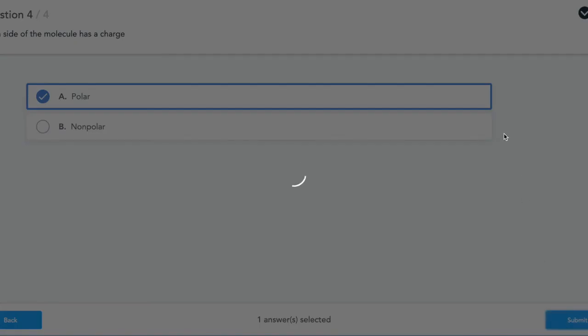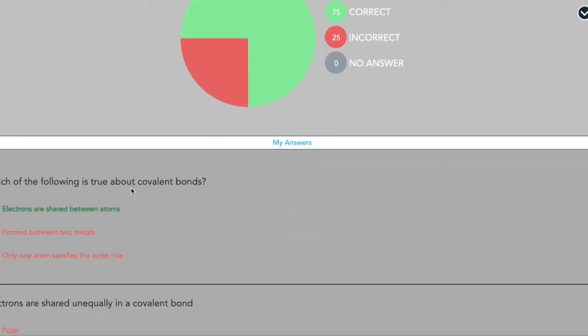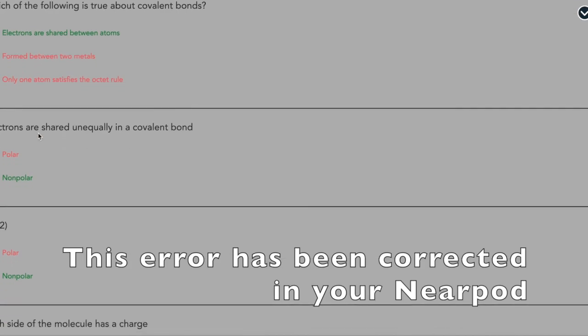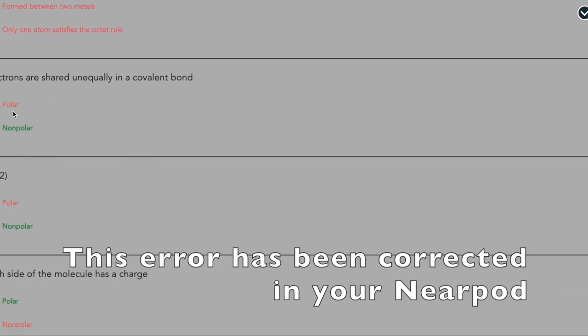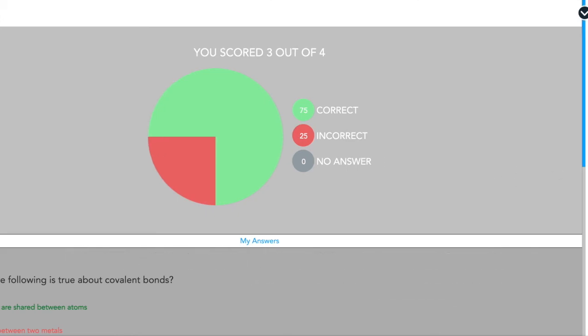So if you answered those questions like that, you should have gotten, oops, which one did I get wrong? Okay, so I made a mistake here. Electrons shared unequally in a covalent bond is polar. I have the key wrong here, so I'll make sure that that is correct in yours. So that's my bad. I apologize about that. But if you answered them like I said, then you should get it correct.